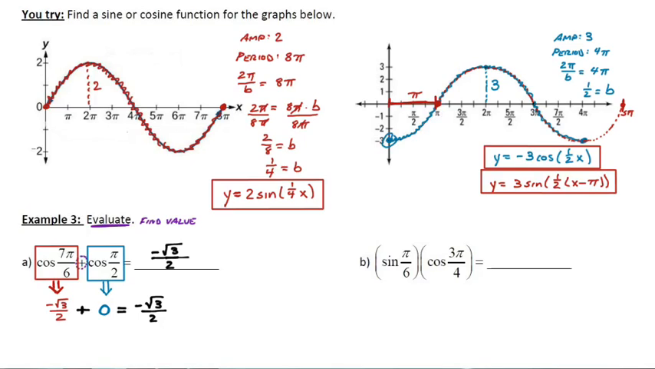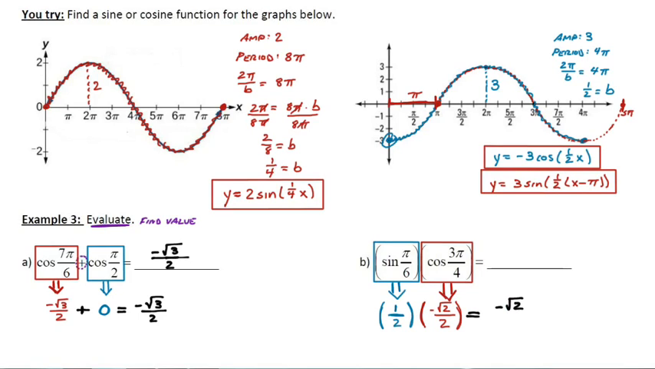Just by knowing where those angles are on the unit circle helps me find those values, and I can find my answer there. For part B, I'd do something very similar, but now I'm multiplying these two values together. So sine of pi over 6 is 1/2. And then cosine of 3 pi over 4 is negative root 2 over 2. So if I want to multiply these two values together, just multiply across the top and across the bottom, I would get negative root 2 over 2. Or excuse me, negative root 2 over 4.